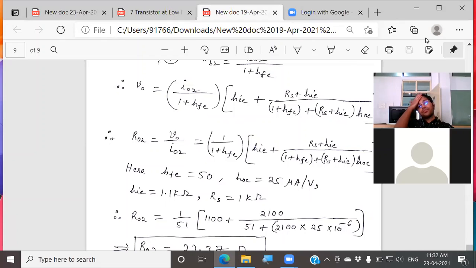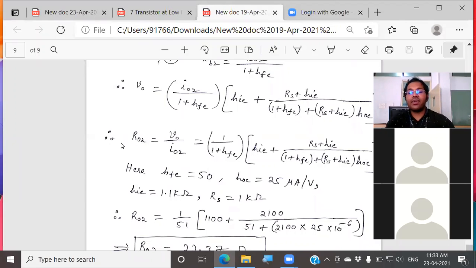Fast, please. Simple calculation. As I told you, your mobile phone is sufficient. You don't even need a scientific calculator. Very simple calculation. 21.88. Everybody getting the same answer? Yes, sir. Okay, fine. So that is the end of the problem.